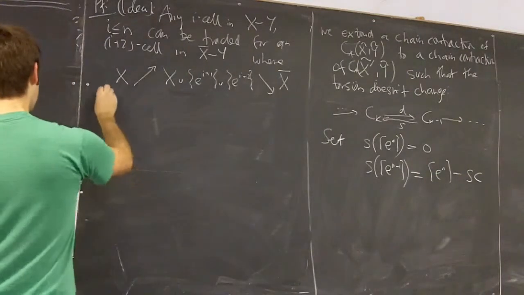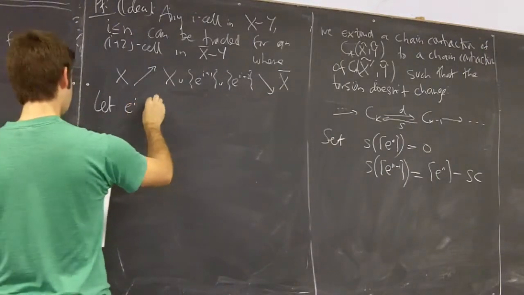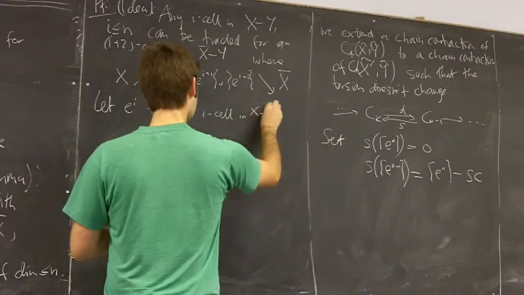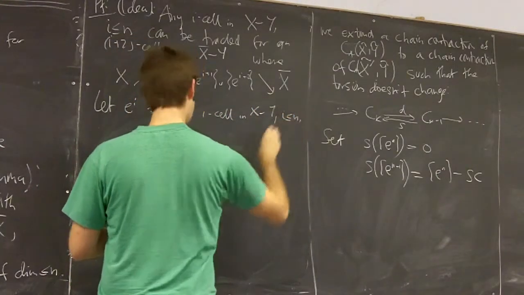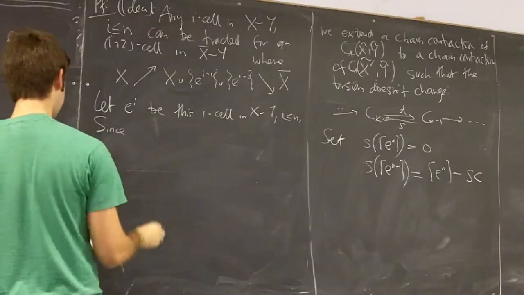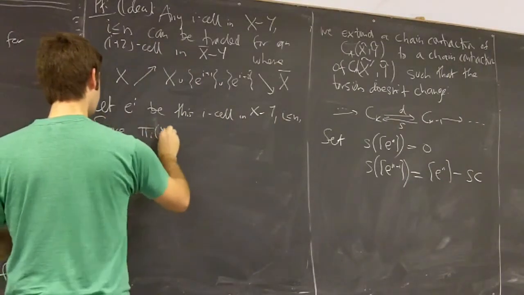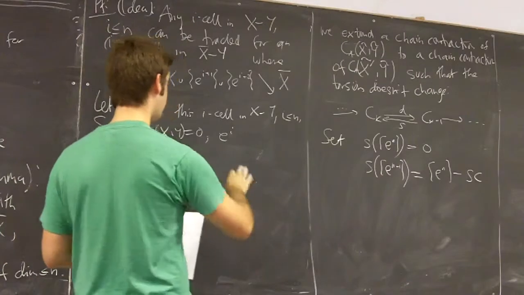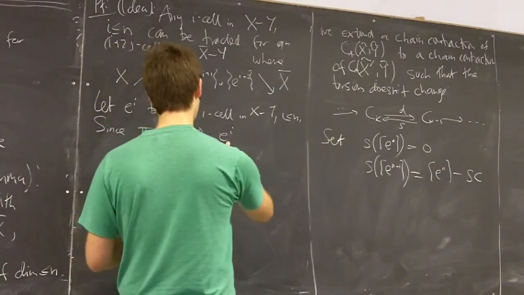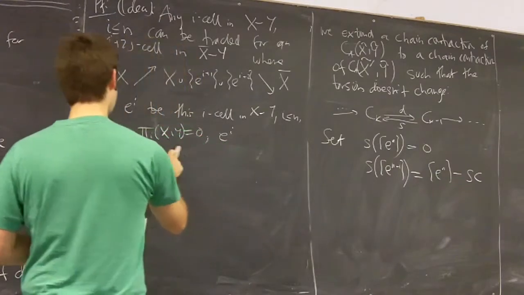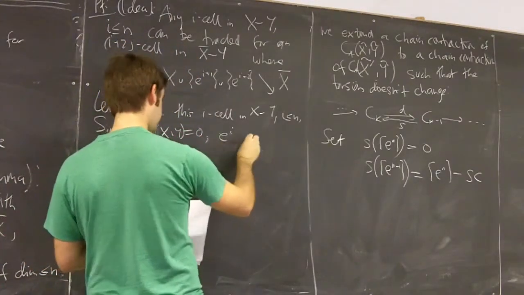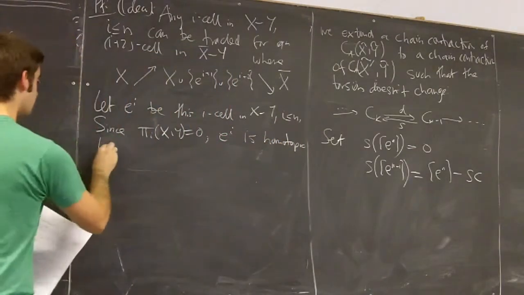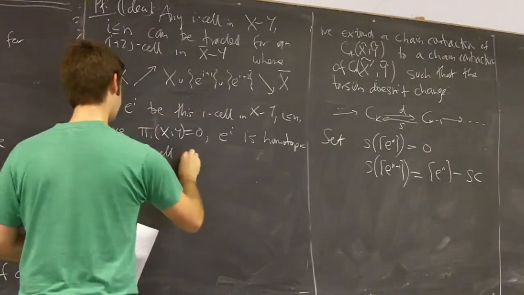Now how does this look? So let EI be this I cell. We use the fact that these relative homotopy groups are 0 to say that there is a null homotopy of this. So we can homotope EI to an I cell which is entirely in Y.